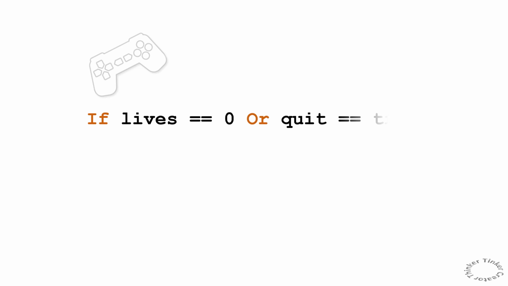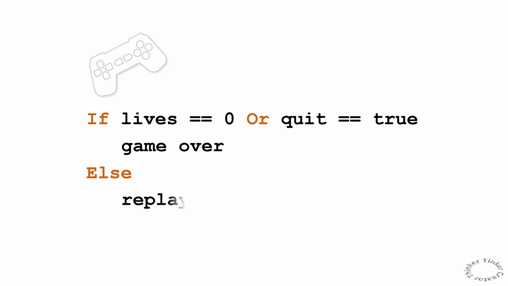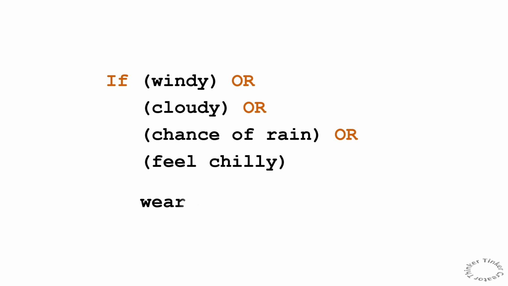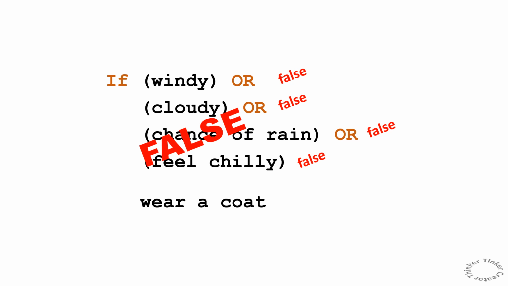Let's look at a video game example. If player's lives is 0, or player quits, game over. Else, replay. In this case, the OR operator combines the result of two conditions. Either condition has to be true for the whole condition to be true. The OR operator can combine compound conditions, like this. All conditions have to be false for the whole condition to be false. Otherwise, it's true.